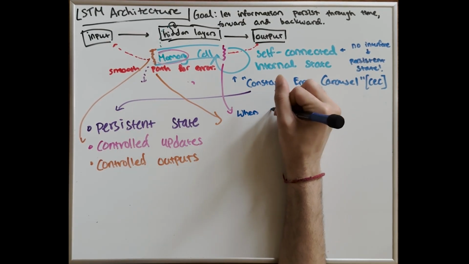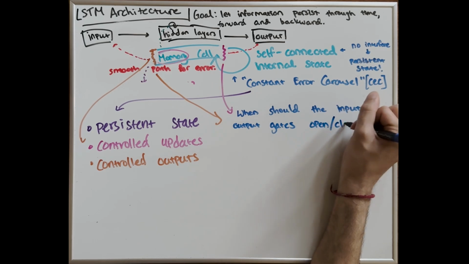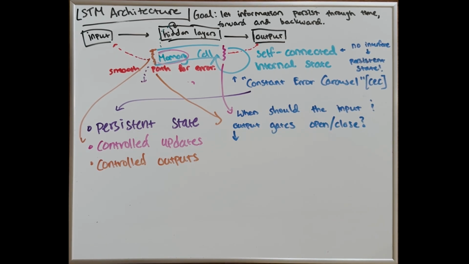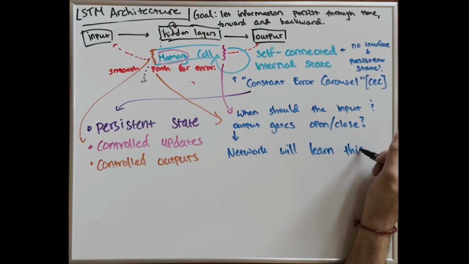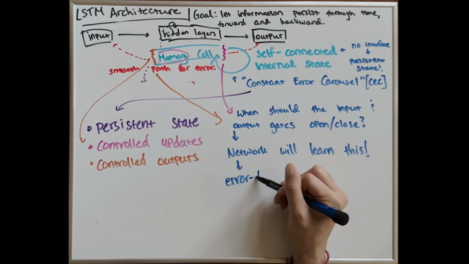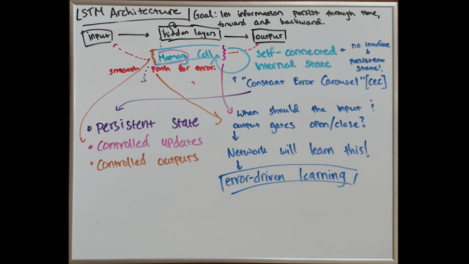But how do these gates actually know when to open and close? Like everything else in a neural network, it simply learns this through training. This is the beauty of error-driven learning. The gates are not hand-programmed rules, but their behavior is learned through error-driven adjustment. If this idea still confuses you, make sure you've seen the last video in the series. I'll link it in the top right.